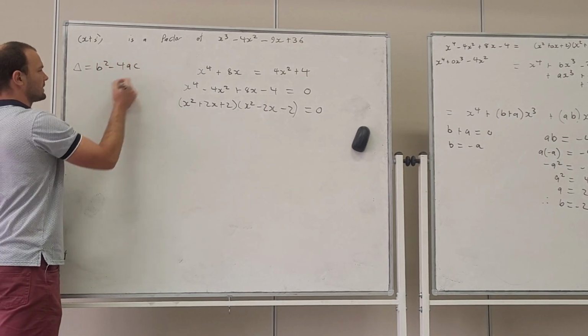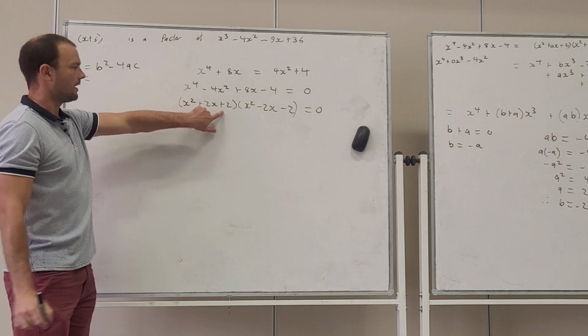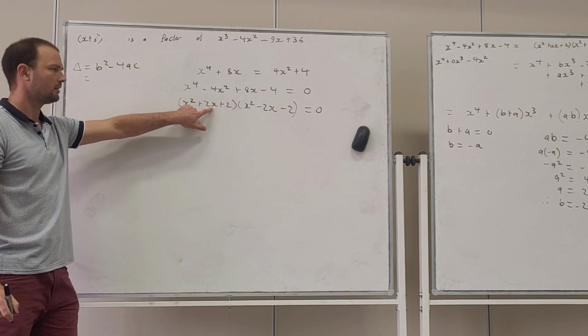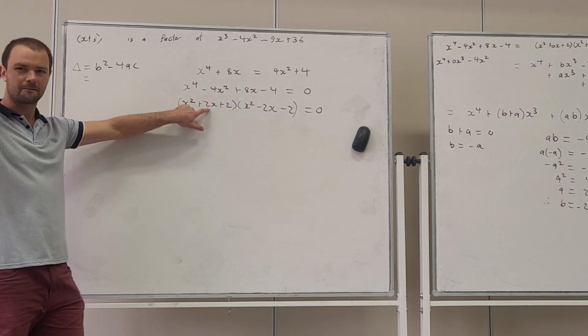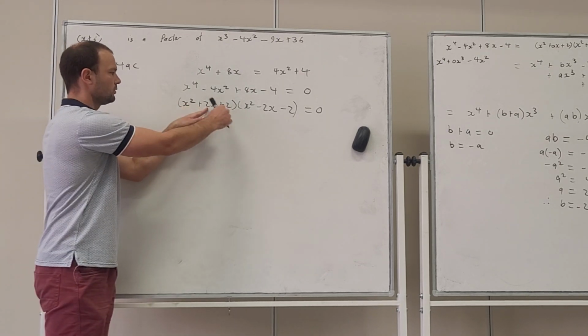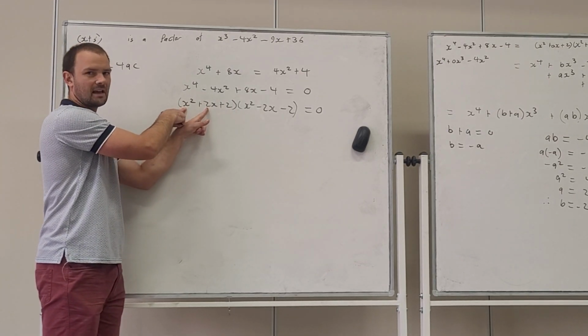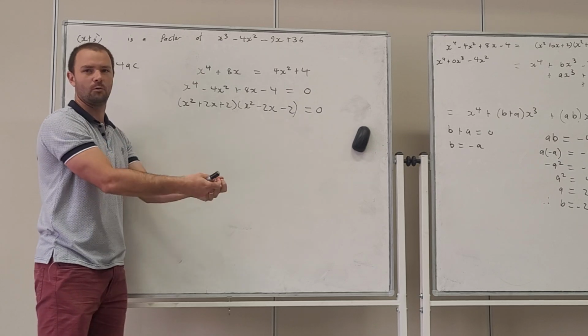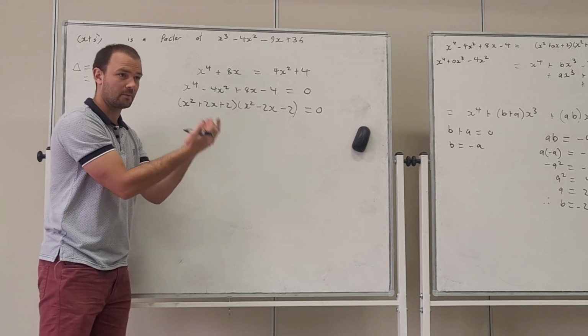B squared take 4ac. So if I'm thinking about that, I'm going 2 squared, that's going to be 4, take 4 times 2 times 1. That's going to be take 8. So I've got 4 take 8. It's negative 4. It's going to be an irrational. It's going to be a.